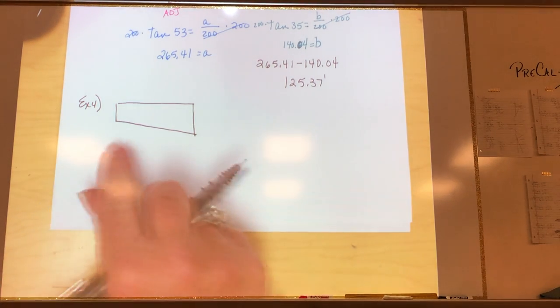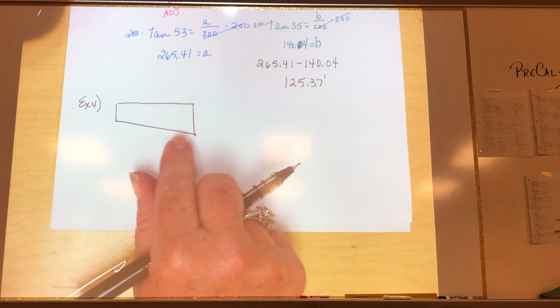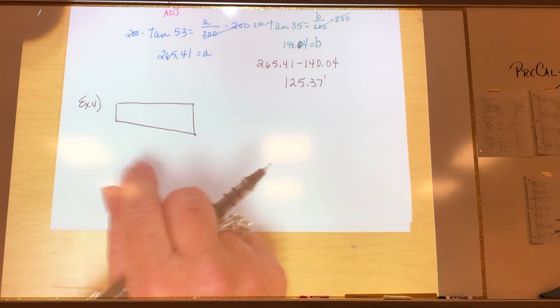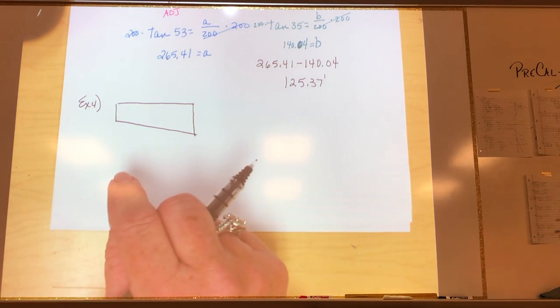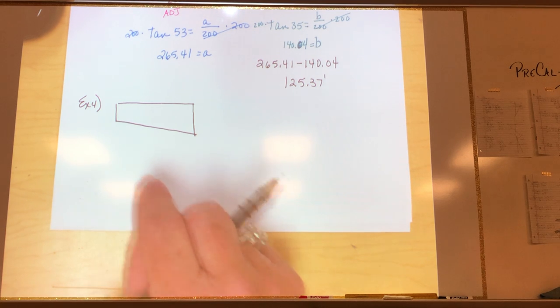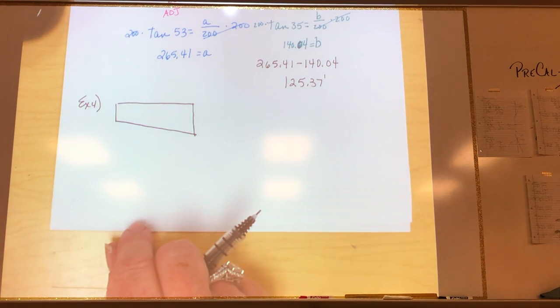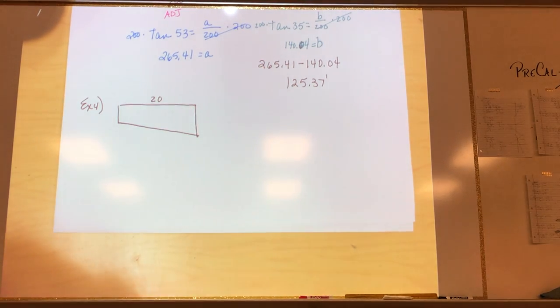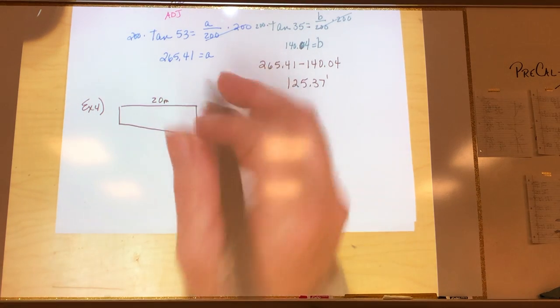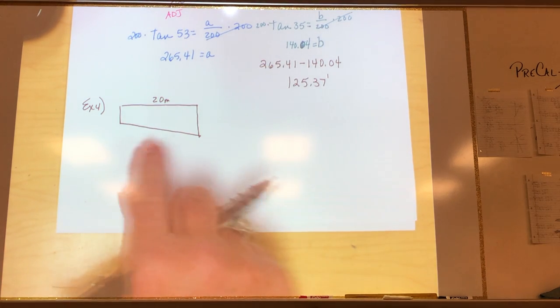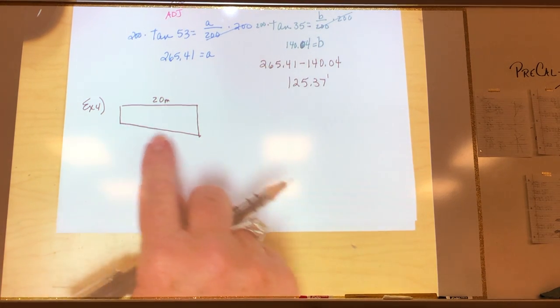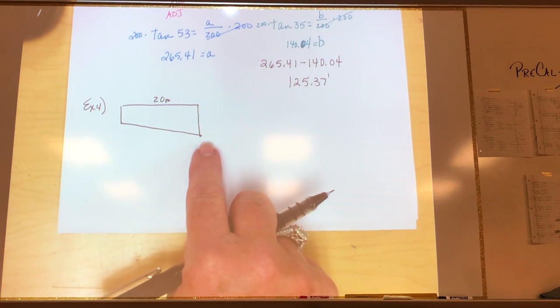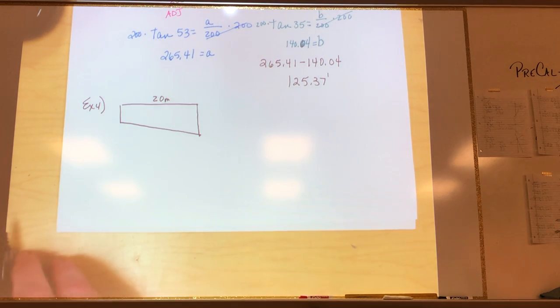Okay, so do you agree that this is a side view of my swimming pool? It is exaggerated a tad. Let's see, what about 20 meters long? Does that go anywhere on my picture? Yes, the top. Awesome. That is 20 meters. You said the slant went long ways, so that's the way I made it go.